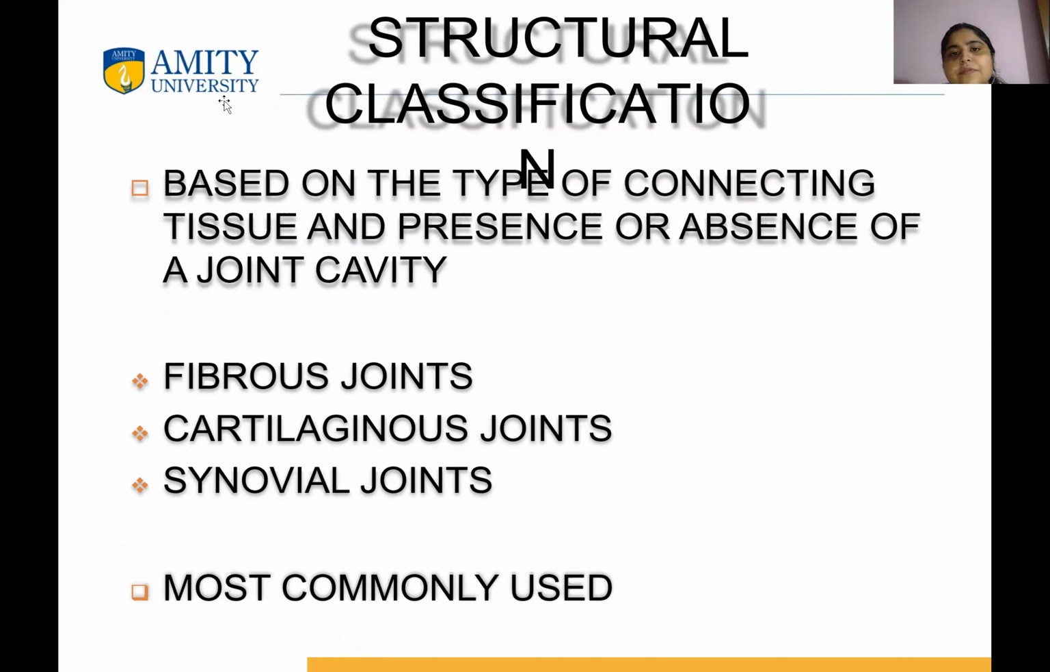The structural classification is based on the type of connective tissue and presence or absence of the joint cavity. They can be fibrous joints, cartilaginous joints, or synovial joints. The synovial joints are the most commonly available in the human body.